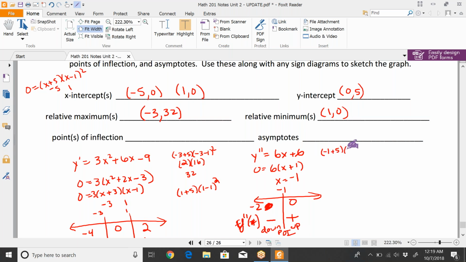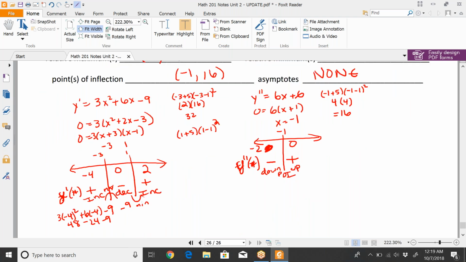-1 plus 5, and then -1 minus 1 squared. That's going to be a 4. That's -2 squared, so that's 4. So that's going to be 16. So -1, 16 is the point of inflection. And remember, you cannot have asymptotes if you have a polynomial. That's only if you have x in your denominator.